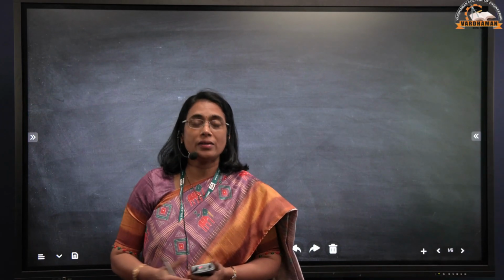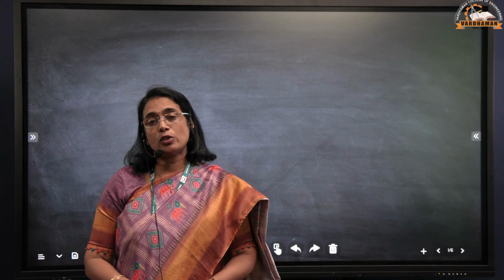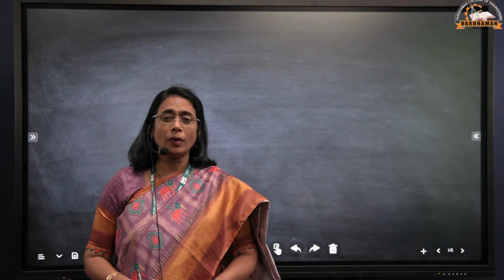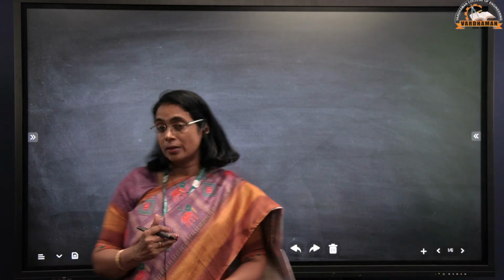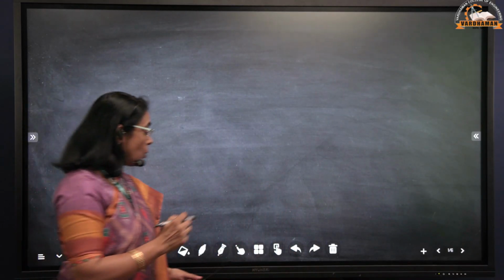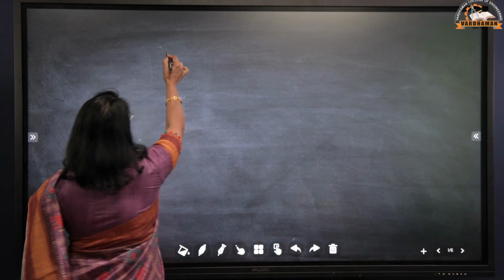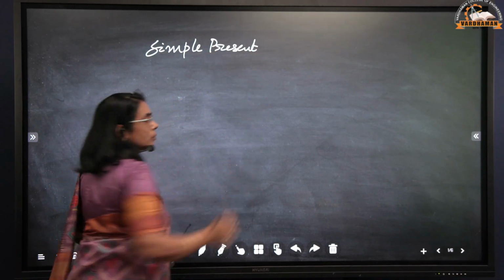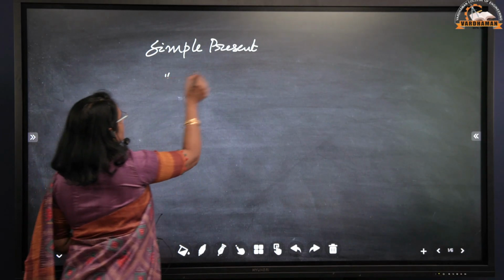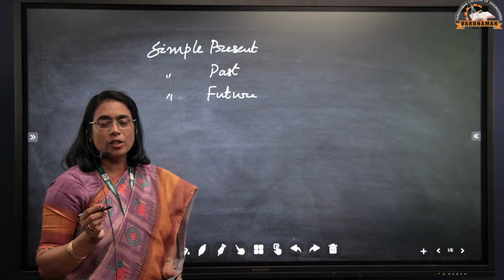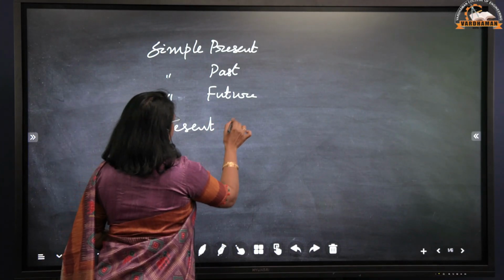We have 12 tenses. All the 12 tenses cannot be converted from active voice to passive voice or vice versa. Only 8 tenses can be converted. Out of these 12 tenses, only 8 can be converted: simple present, simple past, simple future, and present continuous and past continuous. Future continuous cannot be converted.